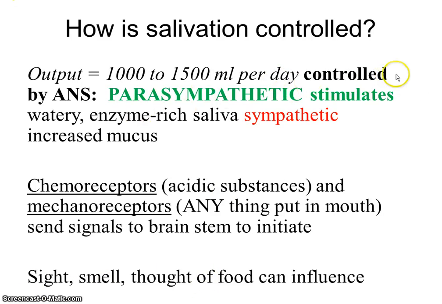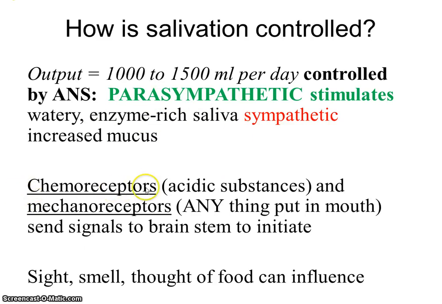All right. It is controlled by the autonomic nervous system. Again, parasympathetic, rest and digest. Sympathetic inhibits. So here, parasympathetic stimulates all that watery, enzyme-rich saliva that is very good for the digestive process. Sympathetic actually increases the mucus formation and decreases the digestive function. So you get a dry mouth when you have a sympathetic response. Okay, just so you know.